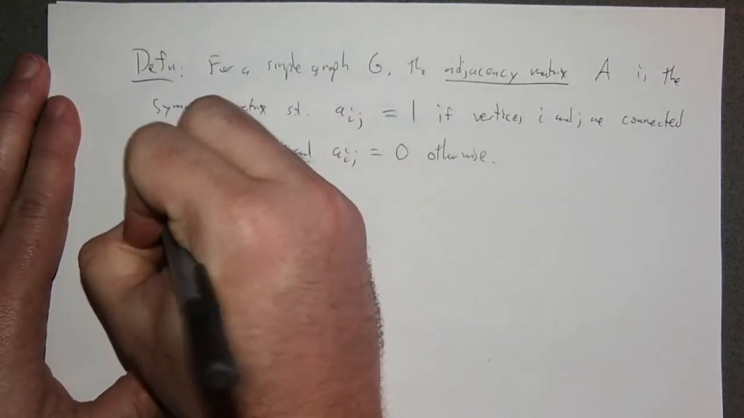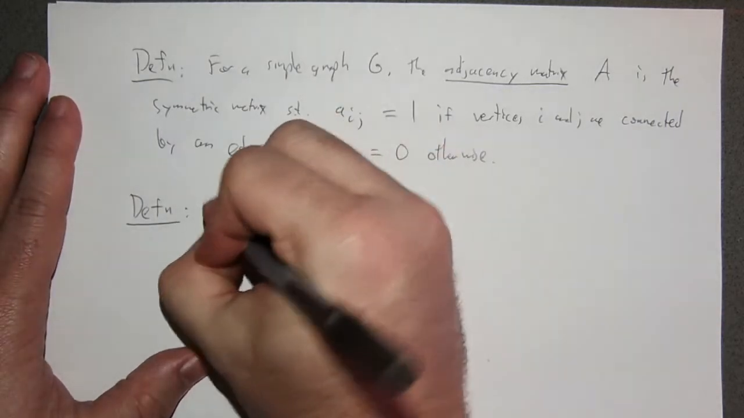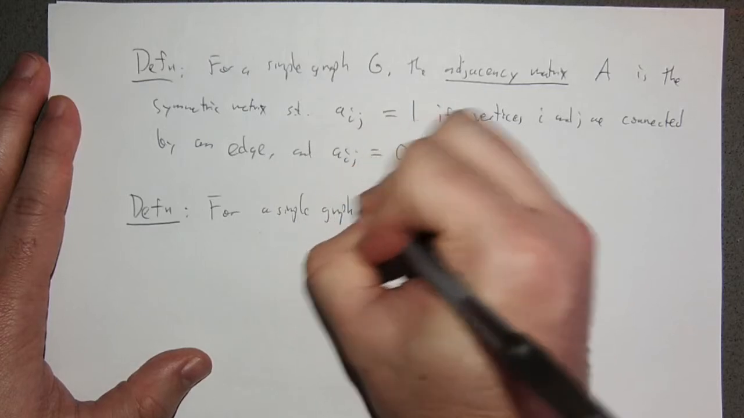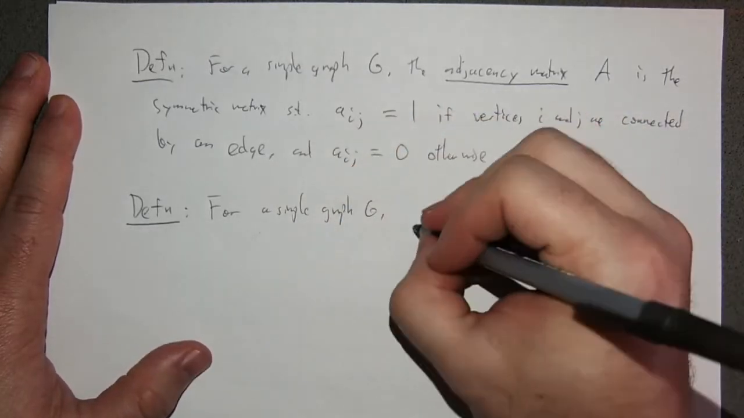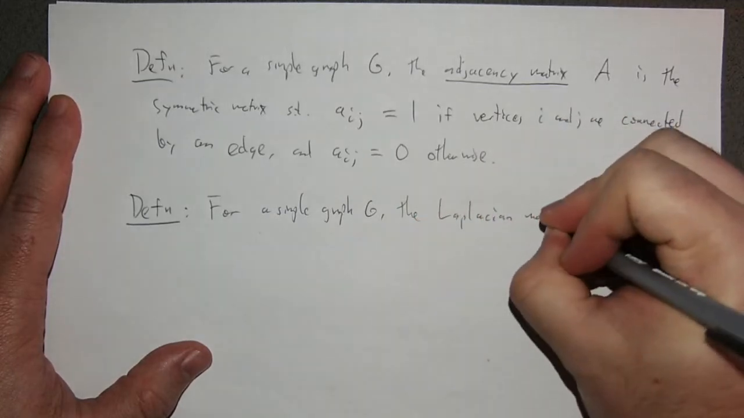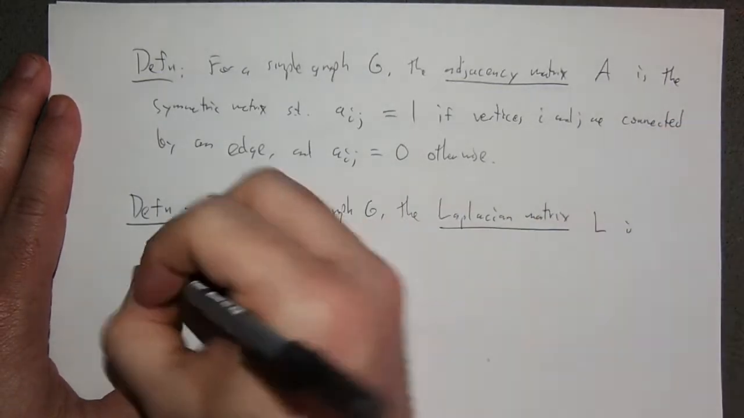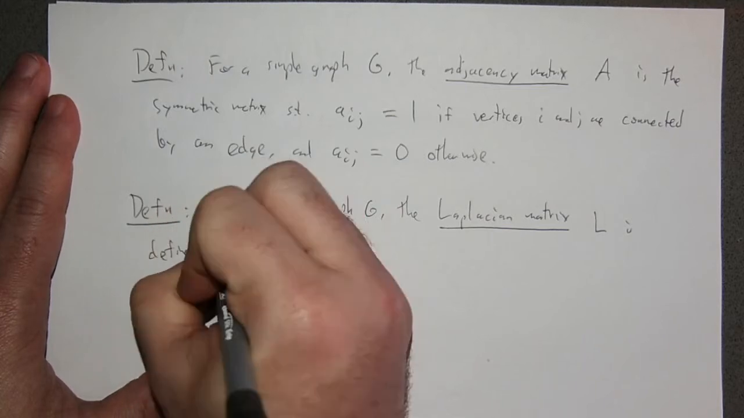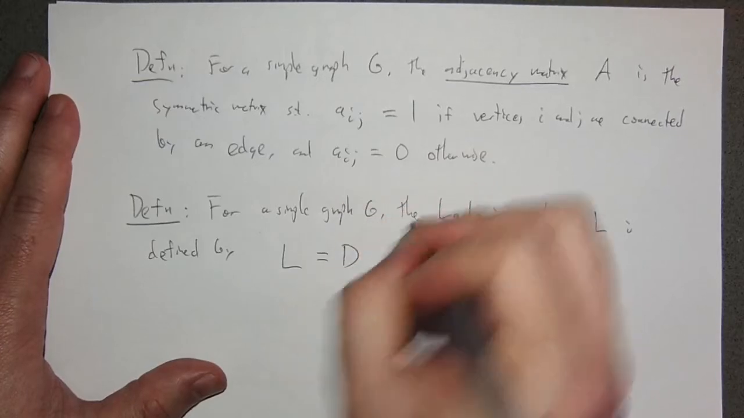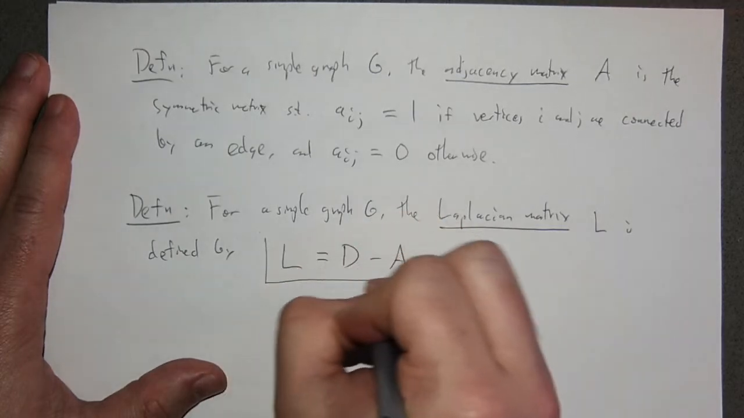One more definition, and then we're able to actually start talking about stuff. So for a simple graph G, the Laplacian matrix L is defined by L is equal to D, the degree matrix, minus A, the adjacency matrix. Okay.